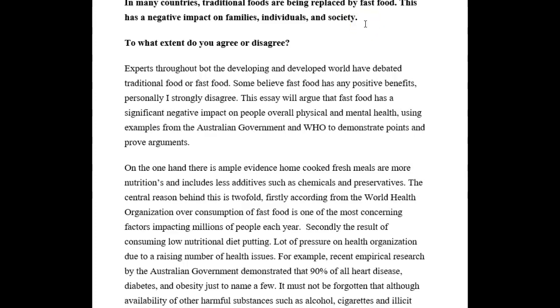In any case, let's see how you developed it, because maybe it's just a matter of fixing your introduction a little bit. Let's see what you wrote. This essay will argue that fast food has a significant negative impact on people overall. Has a significant impact on people's overall physical and mental health, using examples from the Australian government and WHO to demonstrate points and prove arguments. Again, you have to be careful. Make sure that you're talking about the negative effect on families, on individuals, and society. That's what you need to be talking about.